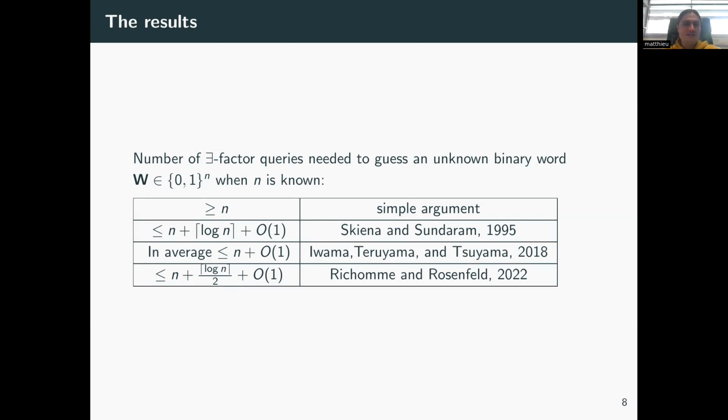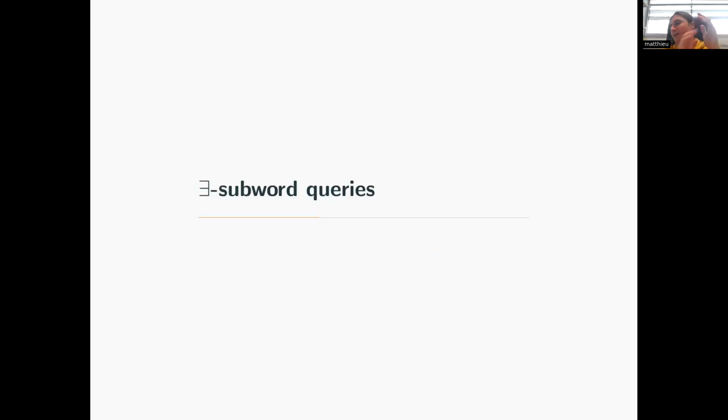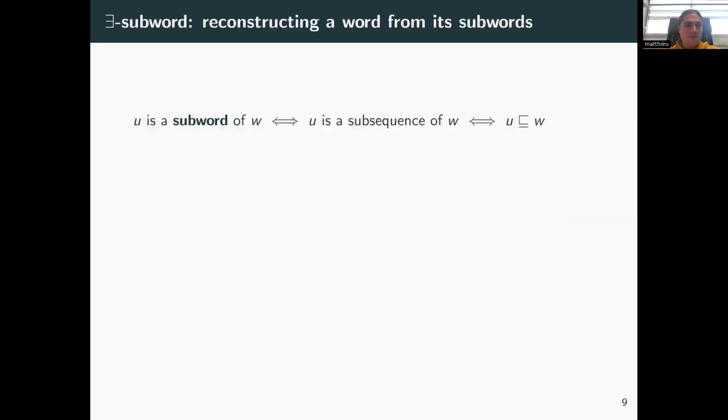Okay, so this was it for the factors. Now I want to focus on subwords, and I'm going to give some proofs in more detail for subwords. I just wanted to speak about the factors a little bit because I guess it's a kind of warm-up. Okay, so what about subwords?